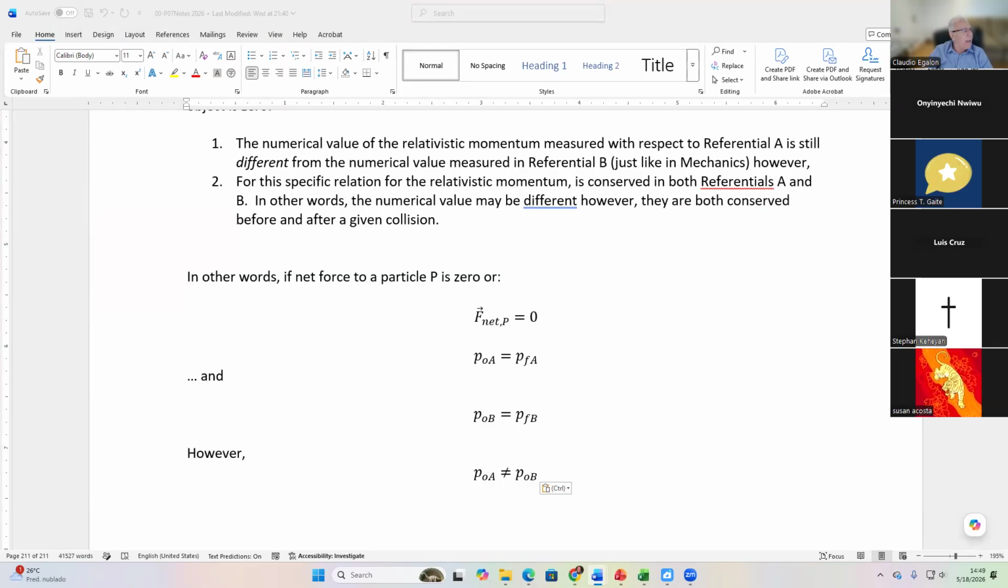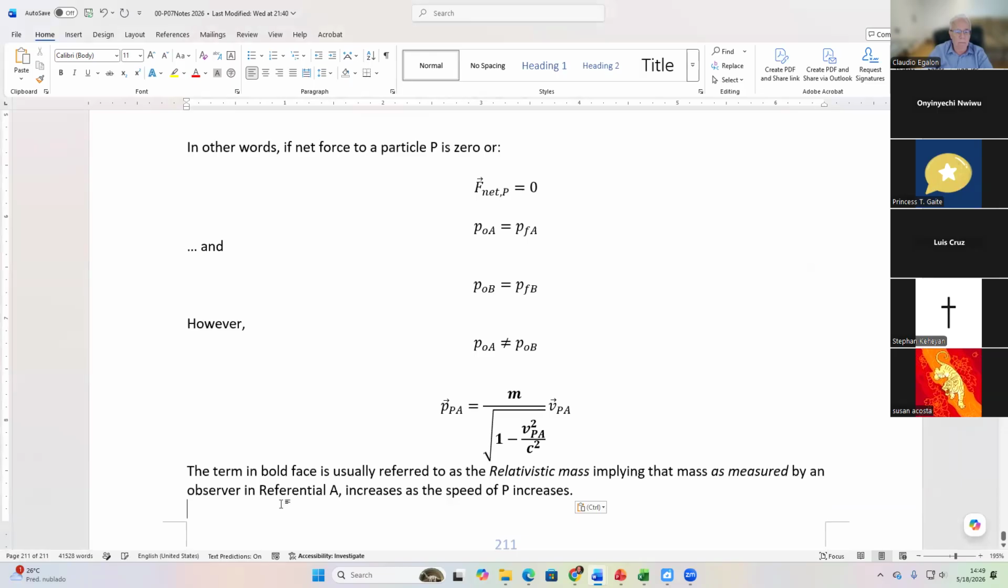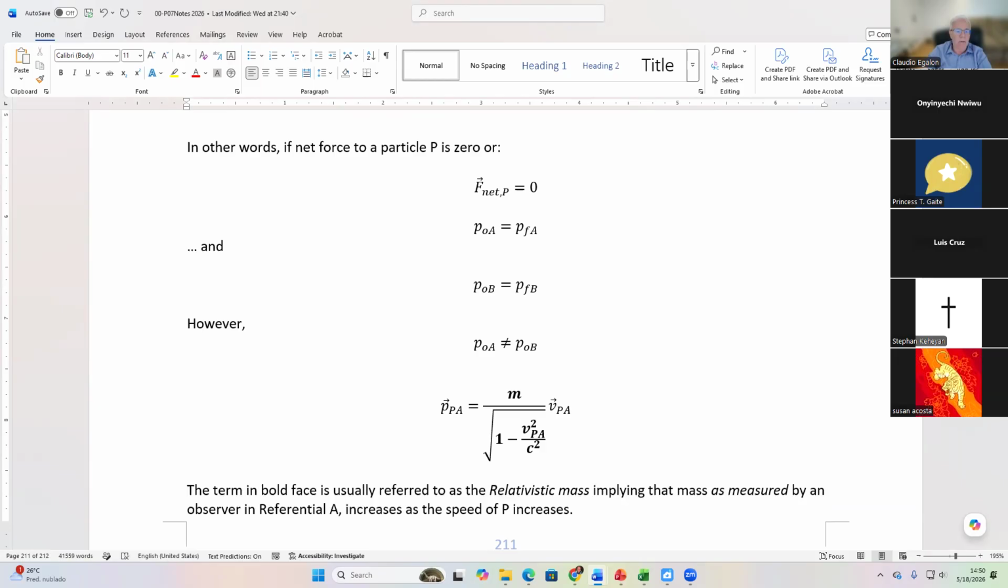And here is the linear momentum of the particle P, which is equal to gamma m v. The linear momentum of particle P with respect to referential A is gamma m times v of P with respect to A. That's the notation I'm using here. The term gamma m is usually referred to as the relativistic mass, implying that the mass as measured by an observer in referential A increases as the speed of P increases.